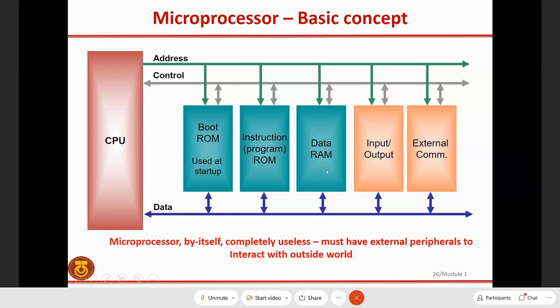5 and 7 are being put here in data memory. Data memory is in RAM, random access memory. And this one is read-only memory. Okay, you get it, guys?